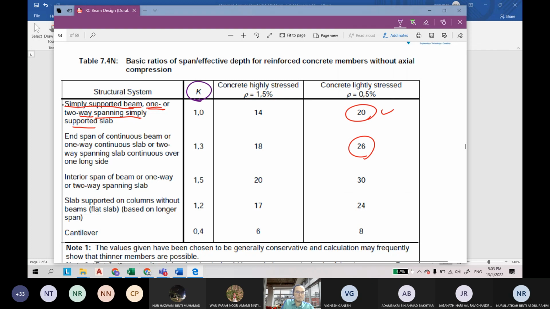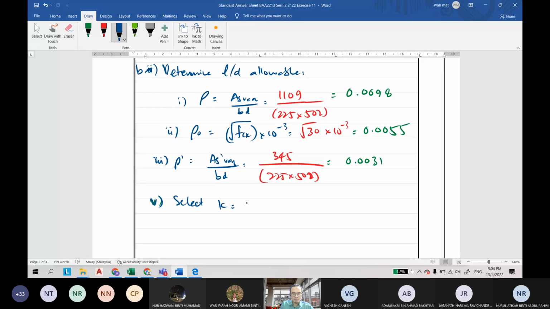Our system is a simply supported beam. For a simply supported beam, or if we check a slab, a simple one or two way simply supported slab, the value of K is equal to 1.0. If we want to check the deflection at the end span of a continuous beam, the value of K is equal to 1.3, but if the beam is located at the interior span of a continuous beam, the value of K is equal to 1.5. So please get to know how to check these three values. Our K is 1.0 for our case, a simply supported beam.